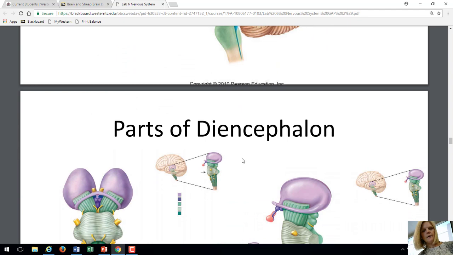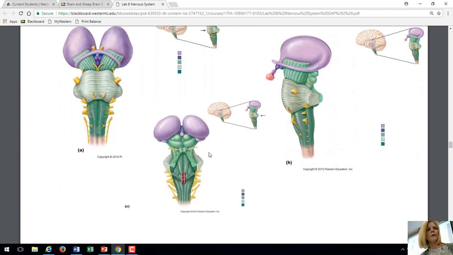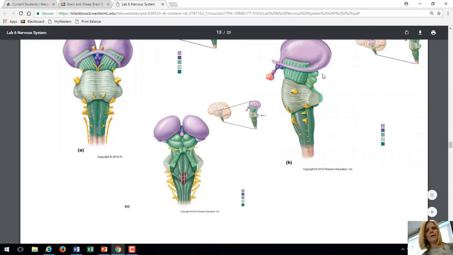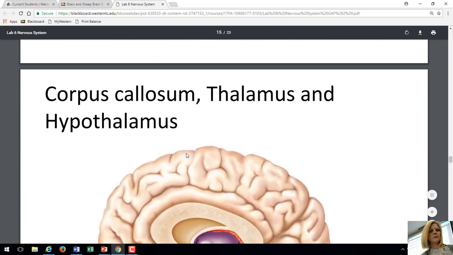So let's look at, just refreshing our memory here again. Here's the space, part of the space for the third ventricle is between the halves of the thalamus and also around the thalamus. So the cerebrospinal fluid in that third ventricle is around the thalamus and between the two halves. And then we talked about the parts of the brainstem.